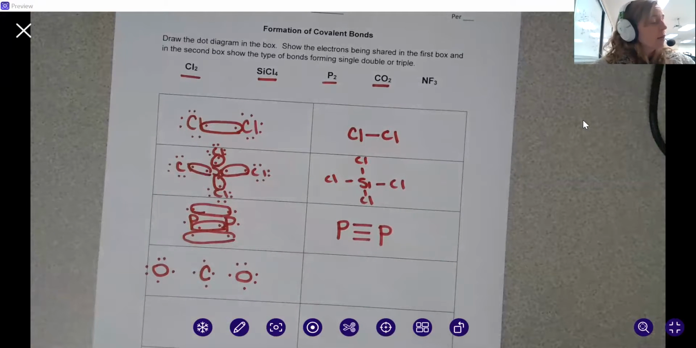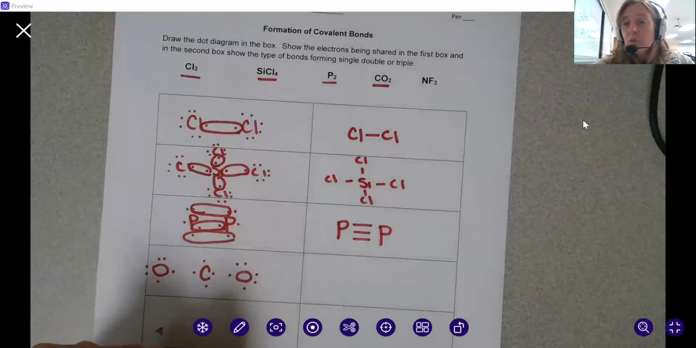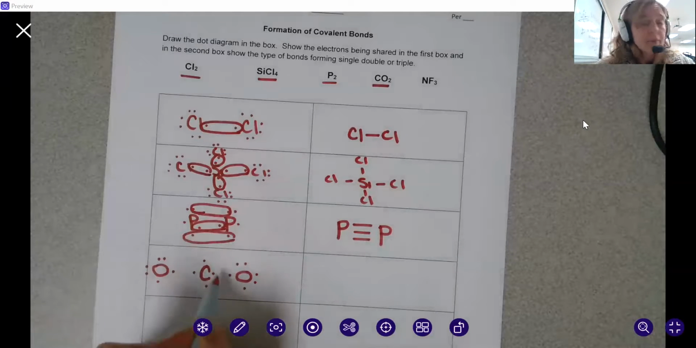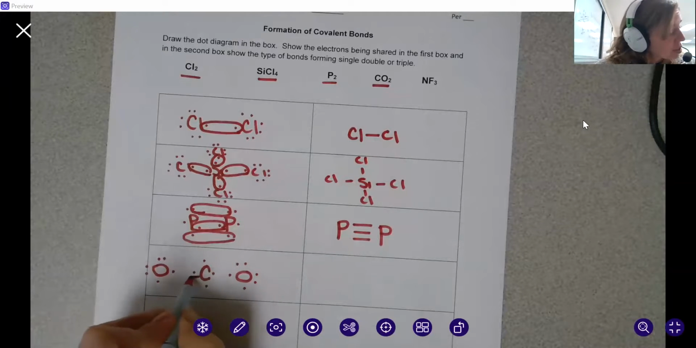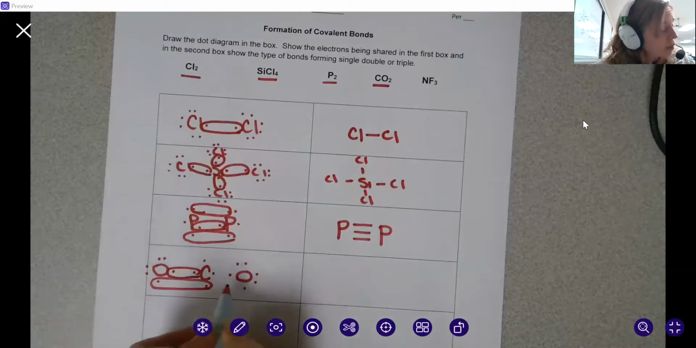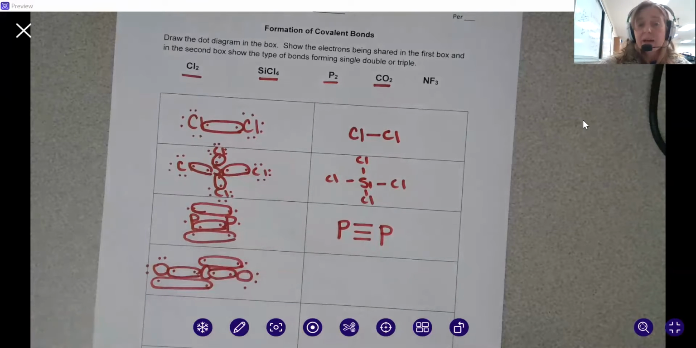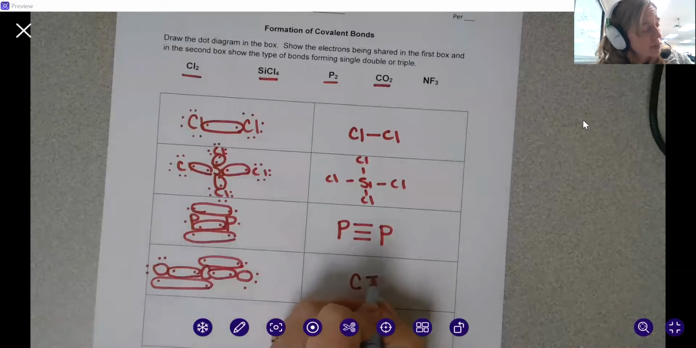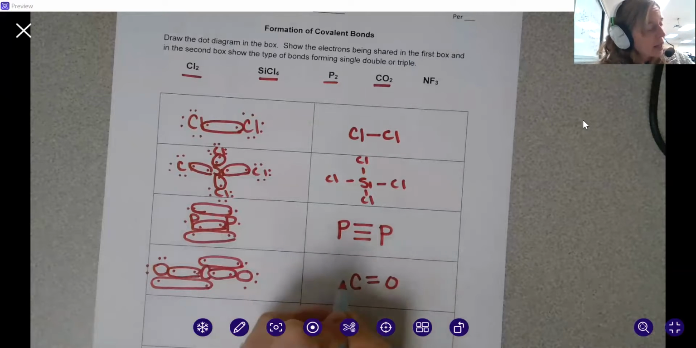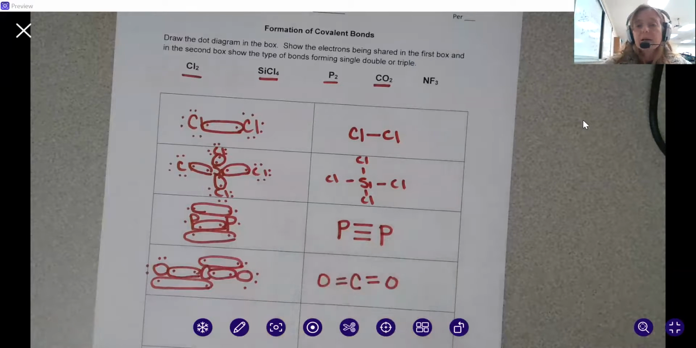Now, each oxygen needs 2 more to make 8. Okay, it has 6, it needs 2 more to make 8. Carbon, on the other hand, has 4, so it's going to need to share a total of 4 electrons to make 8. So watch what happens. So it's going to share 1, 2 with this oxygen, and then over here it's going to share 1 and 2 with that oxygen. Okay, so now when I write it, I have carbon here, and I have a double bond between that oxygen, and I have a double bond between that oxygen.